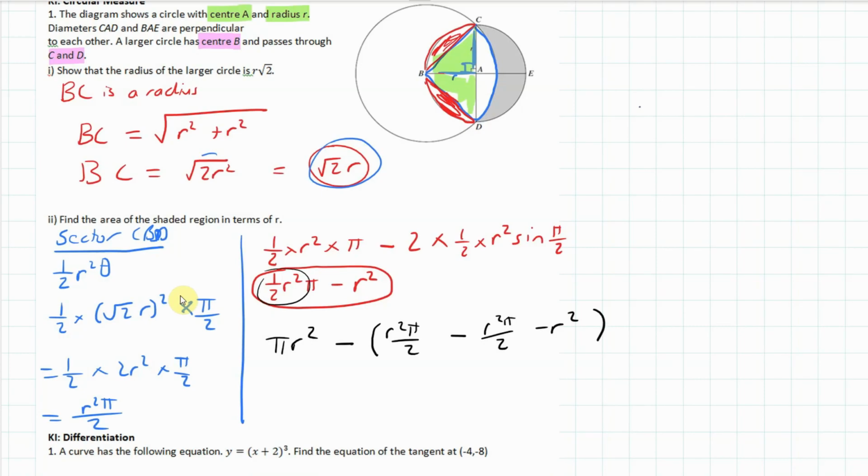Okay, now hopefully you can see that we'll get pi r squared take away, sorry, that should be plus there, shouldn't it? Because I'm adding these 2 things together. So it should be take away r squared pi over 2 plus r squared pi over 2 is just r squared pi. Take away r squared. And you can see that when we subtract that, we'll just be left with positive r squared. Okay, that was a tricky one.